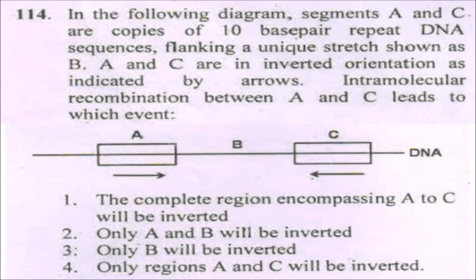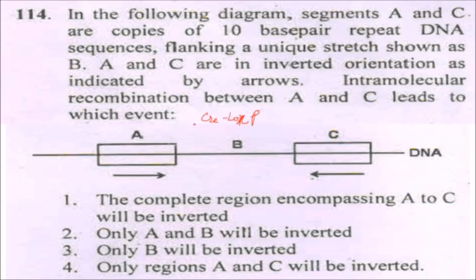Next question. Yes, this is based on the Cre-loxP recombinase. In this, we have to find out, in the following diagram, segments A and C are copies of a 10 base pair repeat DNA sequence flanking a unique stretch shown by B, and A and C are in inverted orientations as indicated by the arrow.